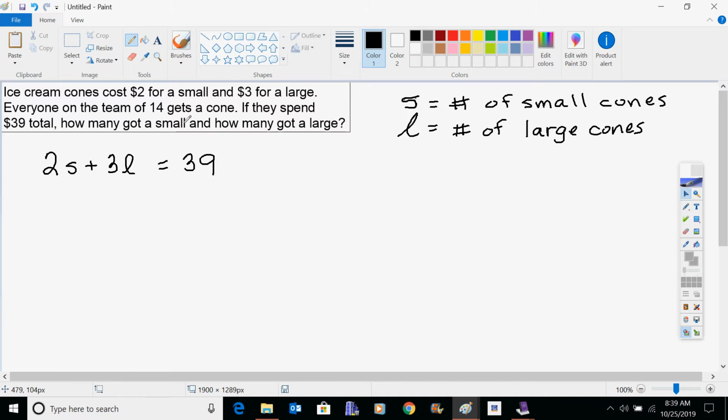Can somebody figure out what equation we would use with the number of small cones and the number of large cones and the 14? I'm sorry? Point slope would be a little difficult to use here, but I'm looking for an actual equation that uses S and uses L and the idea that we have 14 total cones.